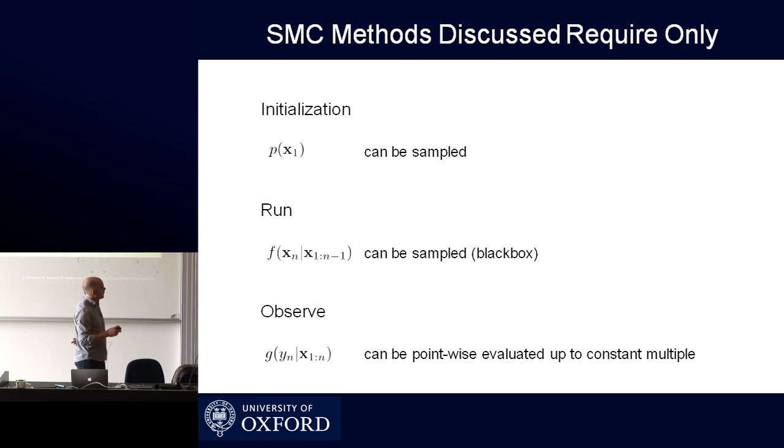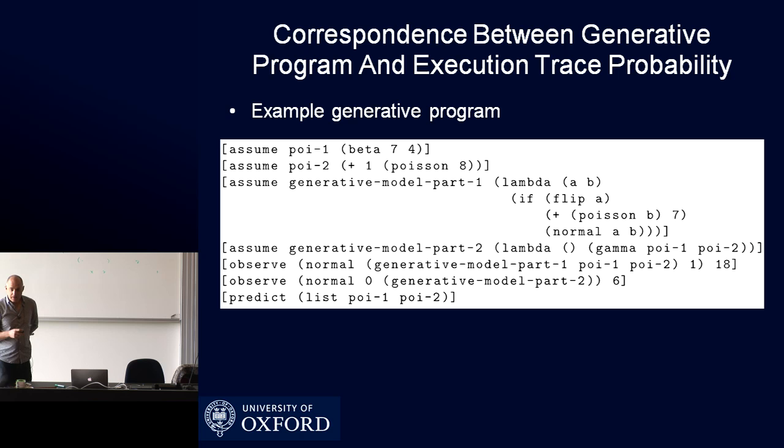All right. Now, how does this all apply to probabilistic programming and how are we actually doing inference in probabilistic programs? Okay? So the first thing we have to do is establish some sort of correspondence between a generative program and an execution trace probability, and then sort of all of this Metropolis-Hastings stuff will hopefully fall into place. So let's take a look at this piece of code. So what does it do?